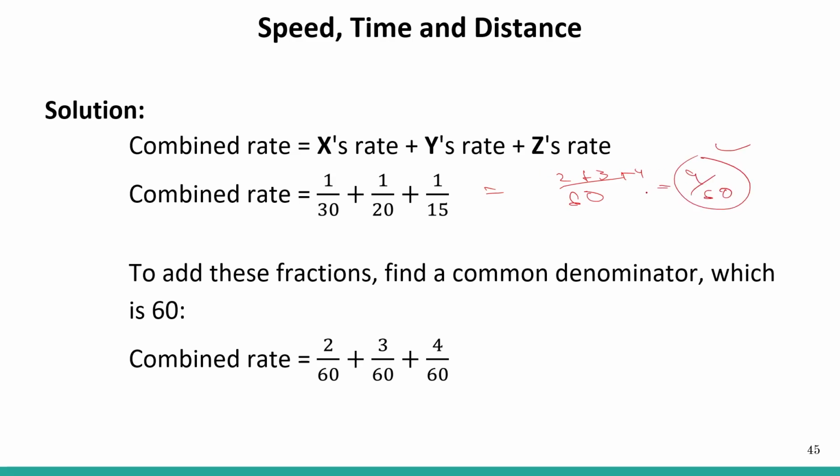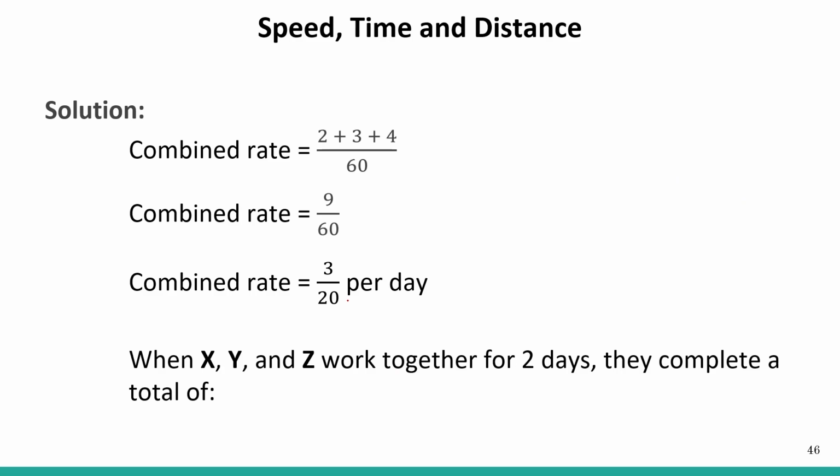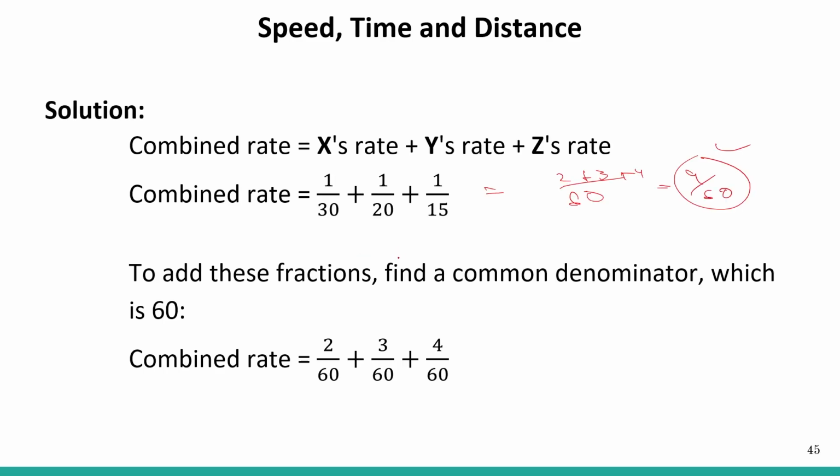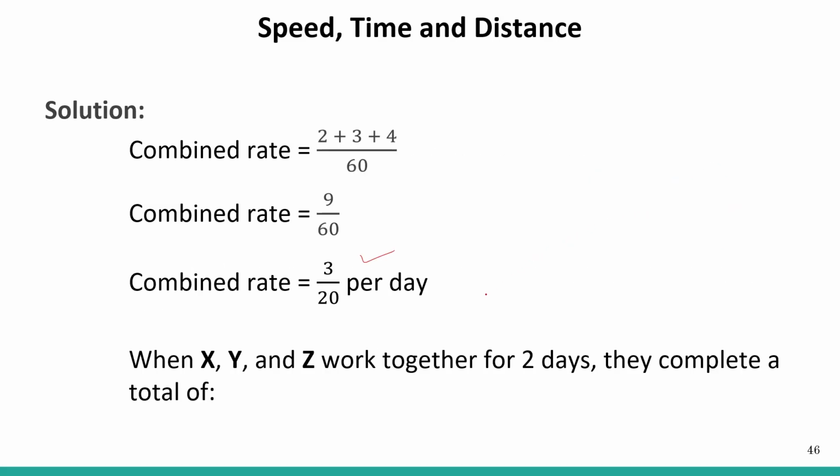So this will be the value, right? So combined rate is equal to what? So to add these fractions, find a common denominator. So solving it, what we are left with is combined rate is 3 by 20. Okay, so it will be 3 by 20 by dividing by 3 on both the numerator and denominator.